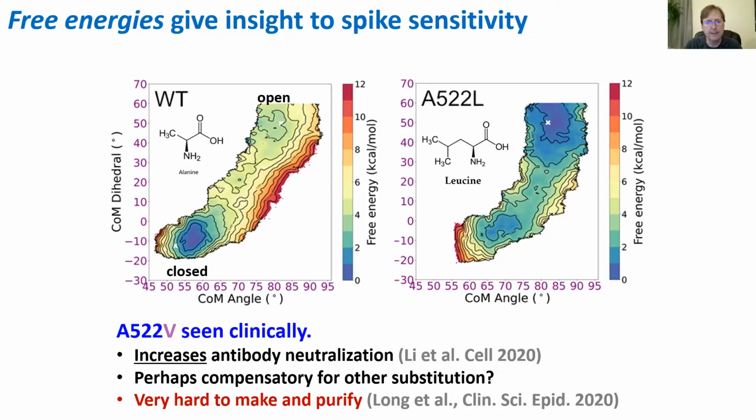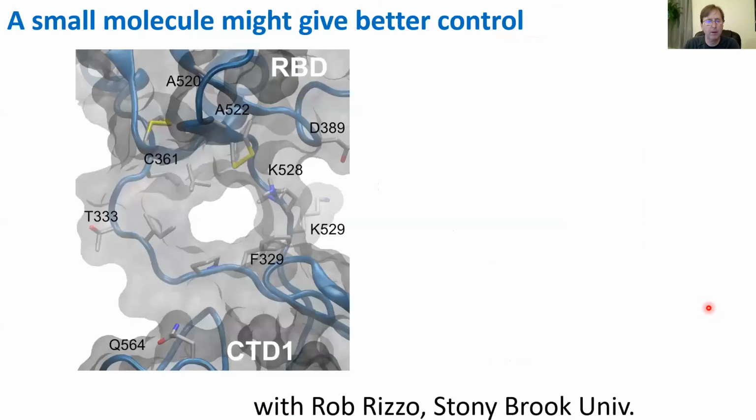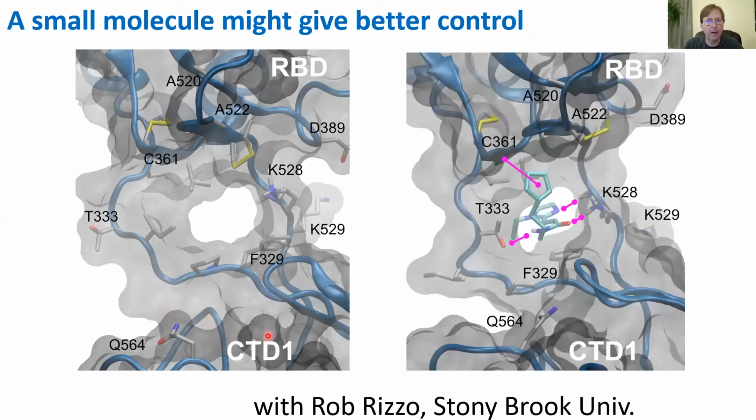One problem with studying these and understanding them is that it's difficult to make and purify many of these variants that result in more flexible spikes. Experimentally, they don't purify well, and so that makes the simulations even more important. One possibility for helping experimentalists study the more open forms of the spike would be to design a small molecule that would serve the same purpose, and it would shift the equilibrium to a more open state. So we took our structure here for this state with the hinge open, and our colleague Rob Rizzo at Stony Brook carried out a virtual screening against a library of small molecules and found ones that fit into that pocket and made the appropriate contacts.